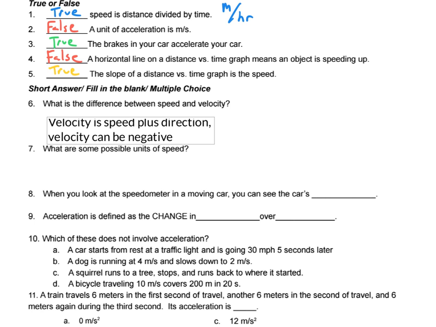What are some possible units of speed? Let's think of some good ones. We already wrote that one, miles per hour. We'll write it again here. MPH, I think is fine. Another really popular one in physics is meters per second. But you can come up with lots as long as it's a distance unit divided by a time unit.